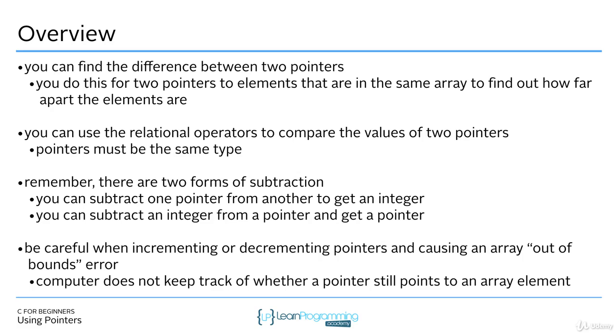Be careful when you use the incrementation or decrementation of pointers, causing an array out of bounds. Most of what you do with pointer arithmetic is when you're operating on arrays, because again, it allows you to move quickly. It's simple syntax. But remember that arrays have an out of bounds error. If you increment too far, you're going to go out of bounds in the array. If you decrement too far, you're going to have an under bounds. You go into a negative number. The computer itself is not going to keep track of whether a pointer still points to an array element. So using pointer arithmetic on arrays, you've got to be careful.